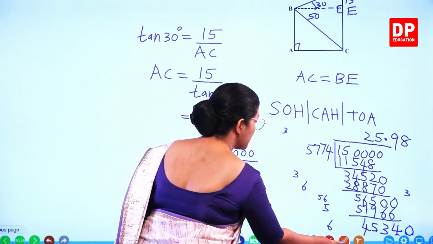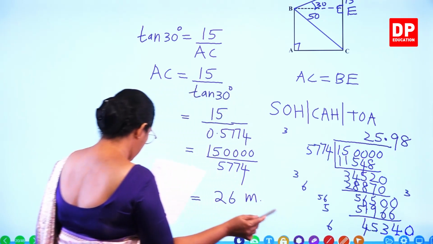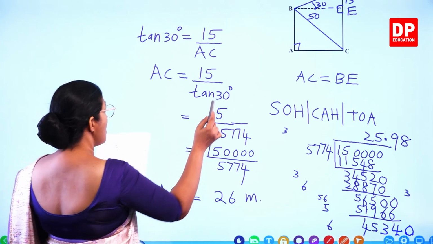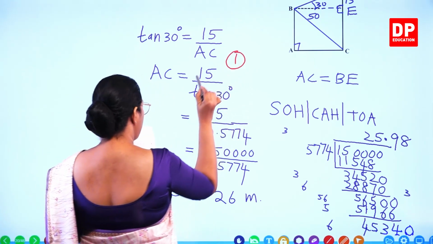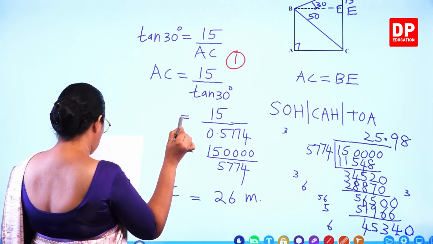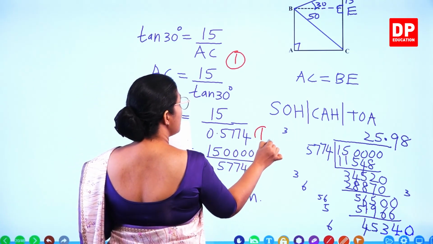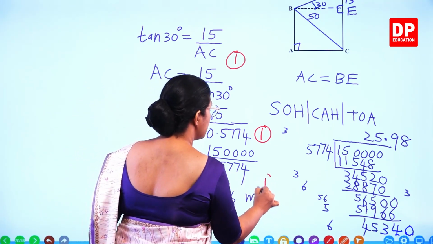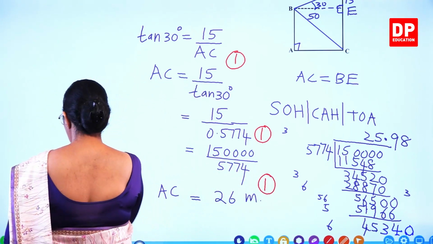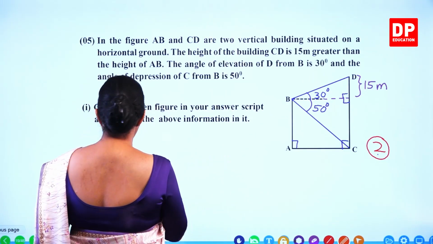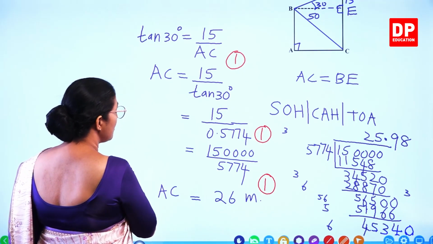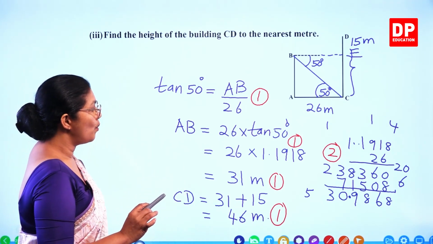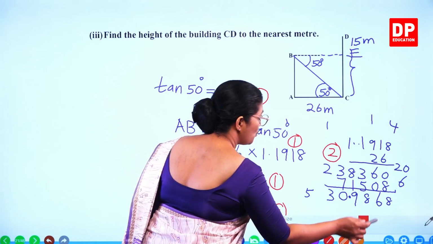So how many marks for this one? Again, we can give 3 marks for that. So 1 mark for the ratio, correct ratio, and 1 mark for referring tan value, and 1 mark for the final answer. So earlier we gave 2 marks, 2, 3, 5, and this 5, you get 10 marks for the whole question. Let's do the next one.